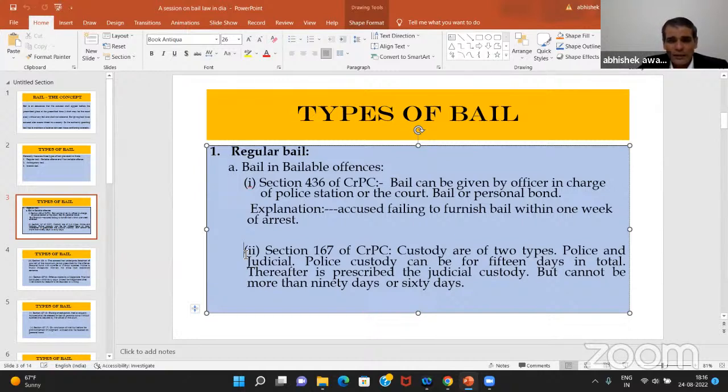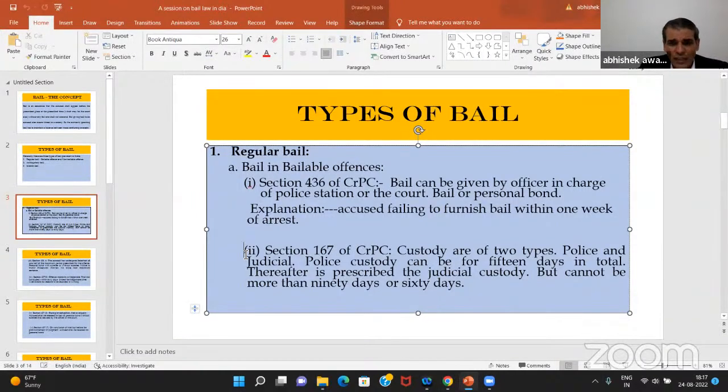Now, as far as judicial custody is concerned, the court cannot keep him in judicial custody for more than 90 or 60 days, depending upon the nature of the offense. For offenses punishable with death, imprisonment for life, or imprisonment for a term of not less than 10 years, the accused shall be enlarged on bail on the expiry of this period, that is the 90 days period. So they cannot keep him for more than 90 days under judicial custody.